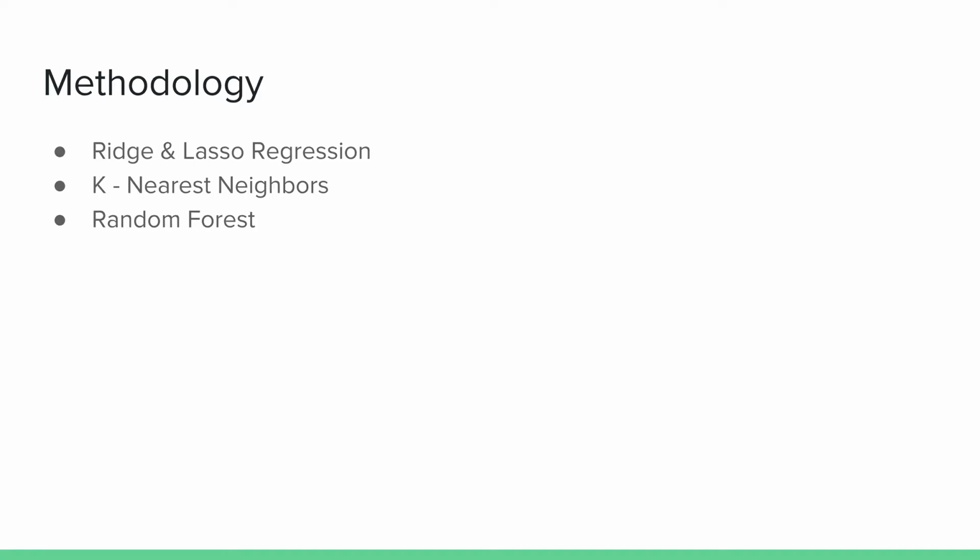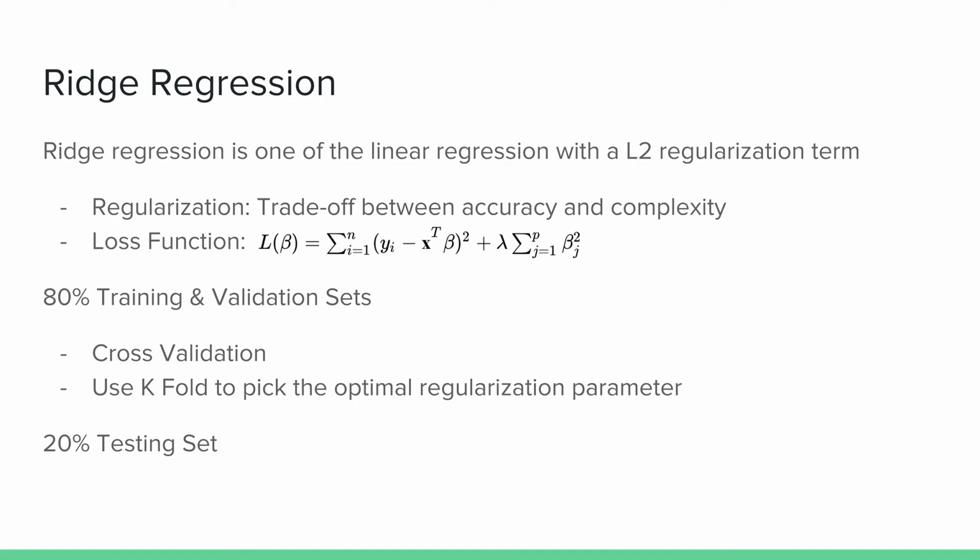Basically, we will use three methods to solve the problem: regression, k-nearest neighbors, and random forest. The most intuitive way to predict the house price is using regression, because the job is to predict a real number with many numerical features. All features are numerical due to the pre-processing. So we decided to use ridge and lasso regression to solve the problem.